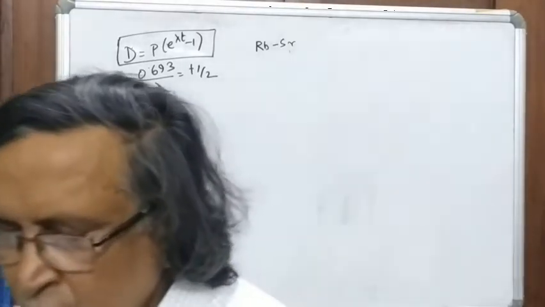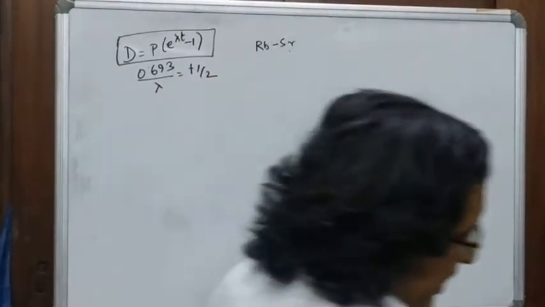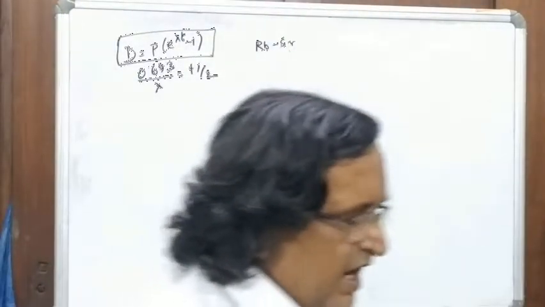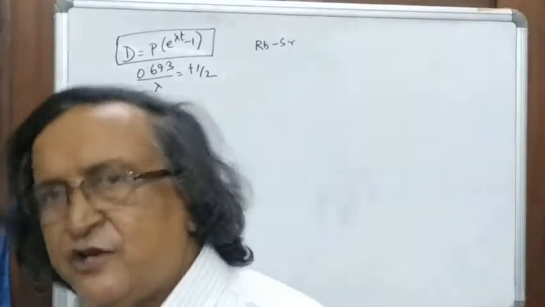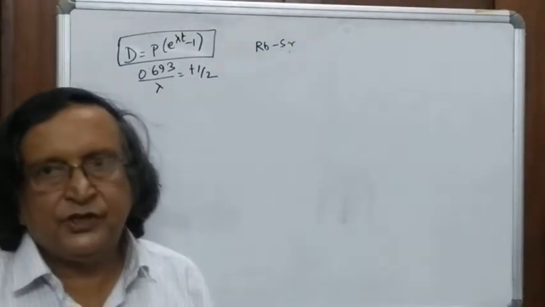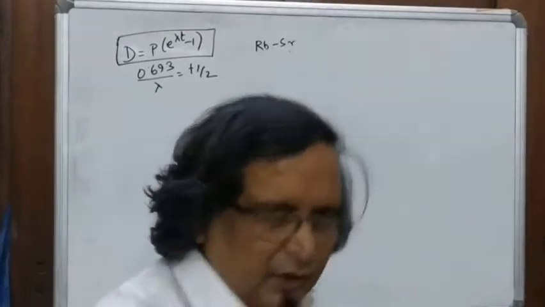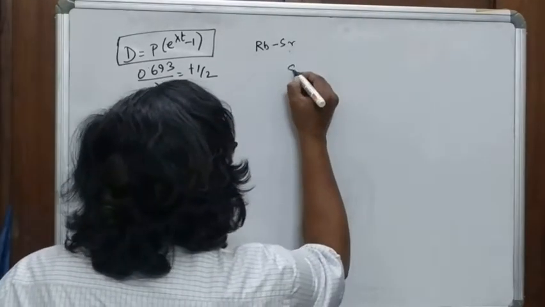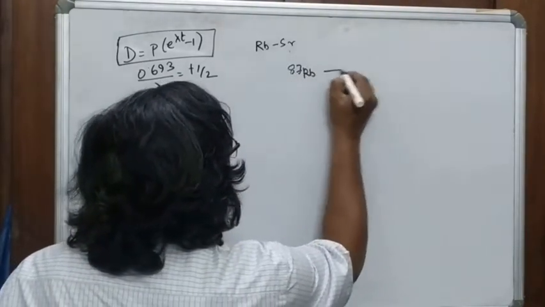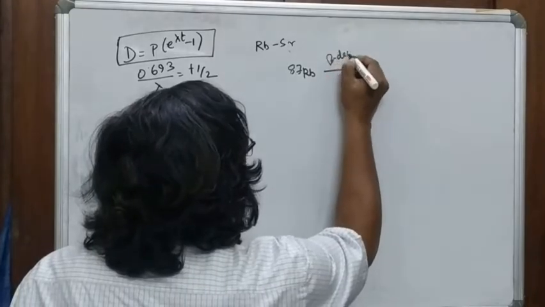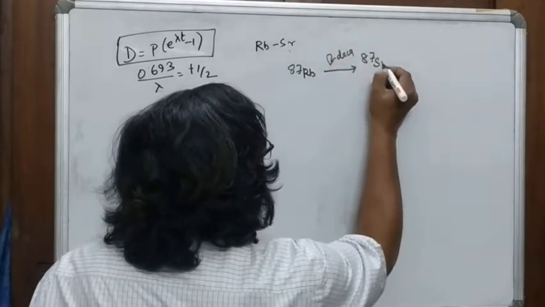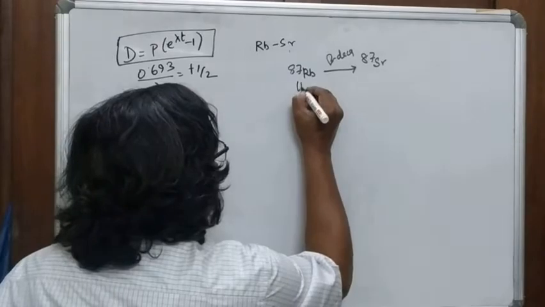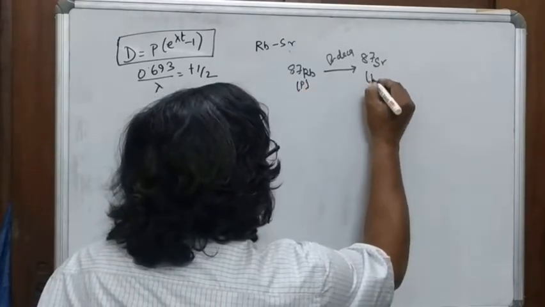Now, an important point is rubidium and strontium. Rubidium has several isotopes, radiogenic and non-radiogenic. Strontium also has several isotopes, both radiogenic and non-radiogenic. Out of these, here we talk about a particular decay equation in which 87 rubidium disintegrates by beta decay to 87 strontium. That's all we are talking about: 87 rubidium, which is the parent, disintegrates into 87 strontium, which is the daughter.